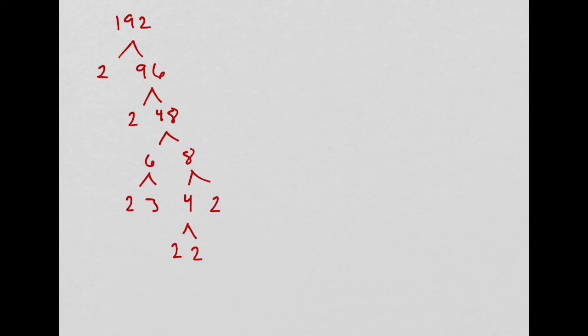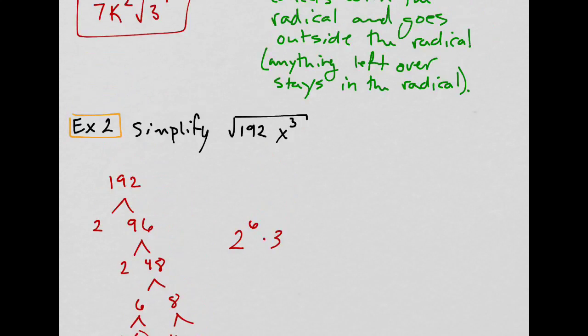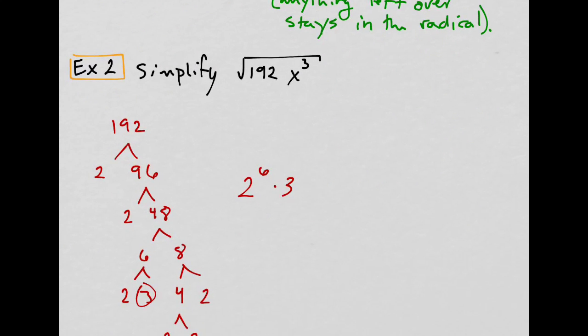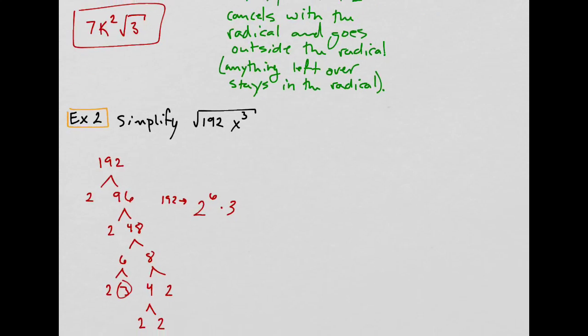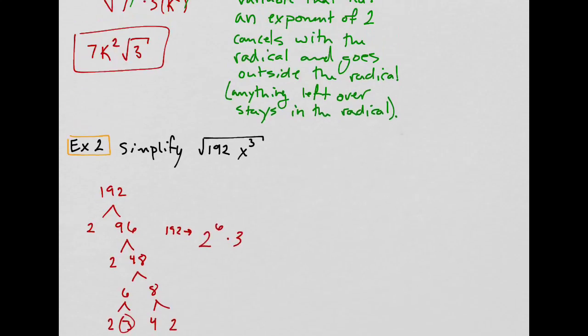Okay, so instead of 192, I have 1, 2, 3, 4, 5, 6. So, whoops, 2 times 2. I have 2 to the 6th power, and then, right, the 3's left over, times 3. Okay, same idea as in the last one. So that's the same thing as 192. I can rewrite it like that, just from my factor tree.